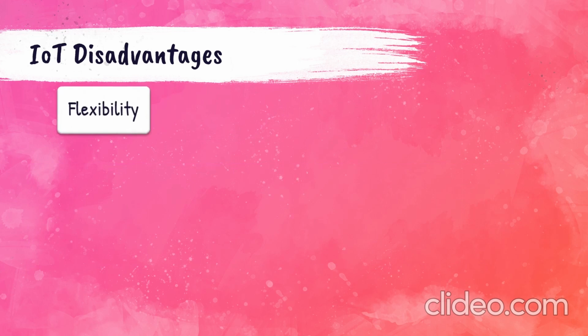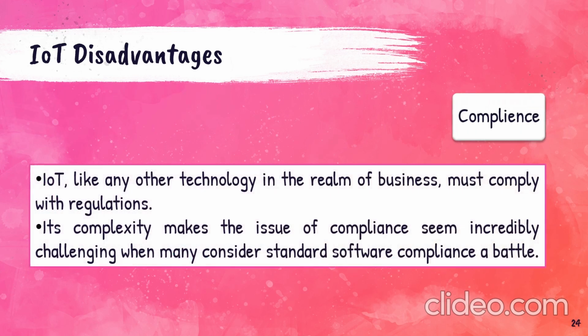Next one, compliance. IoT, like any other technology in the business, must comply with regulations. Its complexity makes the issue of compliance seem incredibly challenging when many consider standard software compliance a battle.